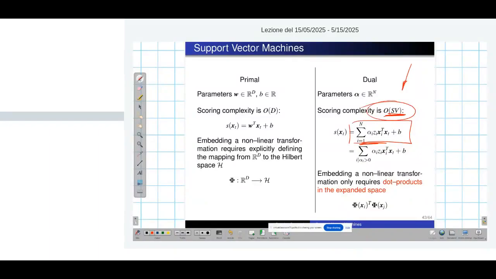So why should I use the dual? Well, if I have few samples with respect to the dimensionality and I want to leverage the SVM exactly because the maximum margin may generalize well to unseen data, or in the other case, when I want to apply a nonlinear transformation.